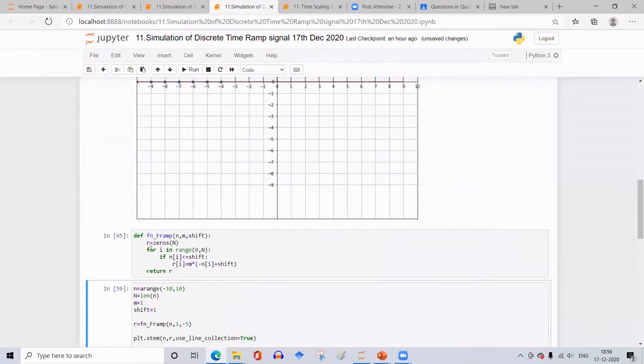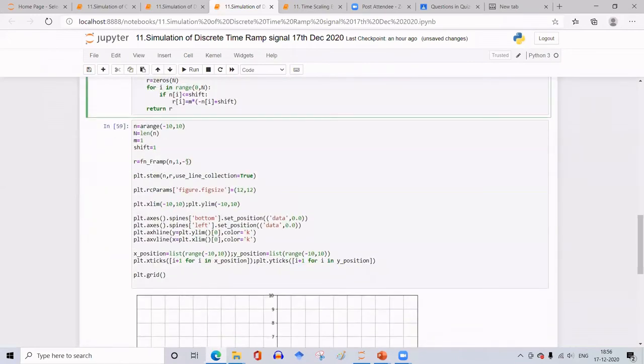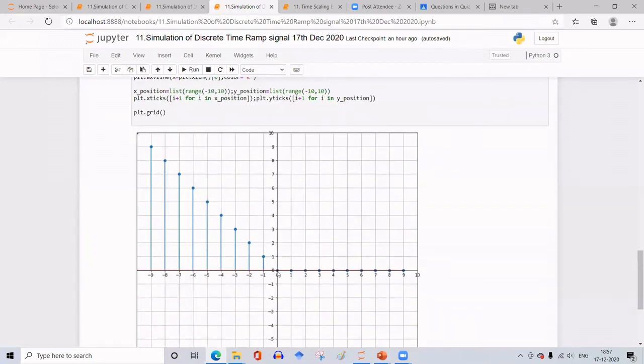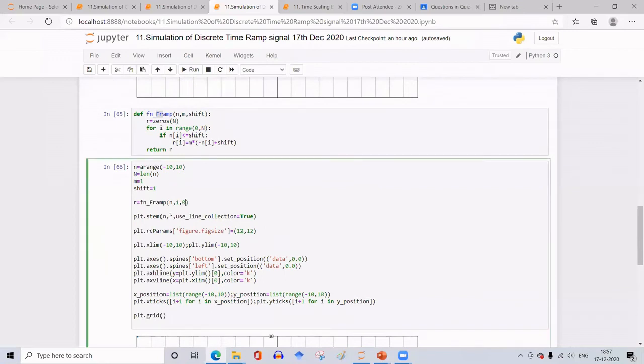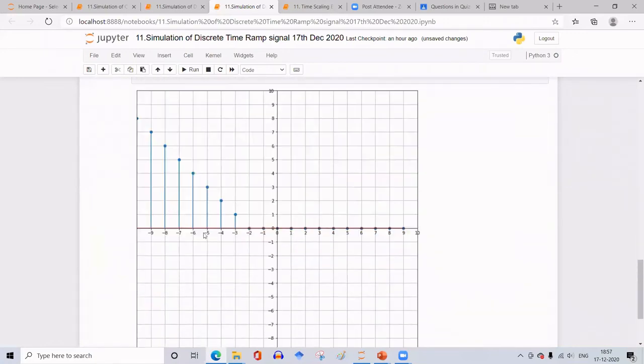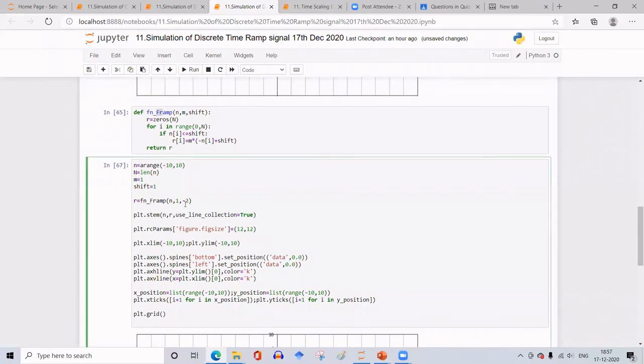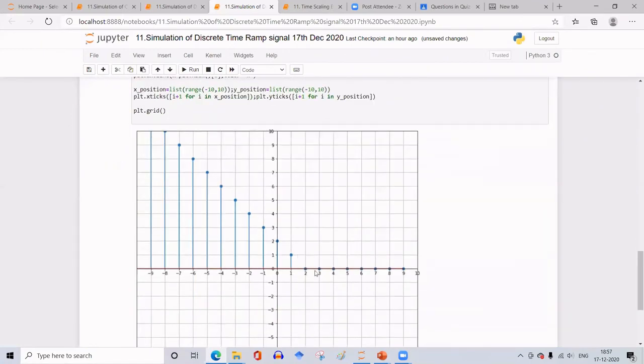But now because I have changed the name to fn underscore folded ramp, I'm calling that f ramp with, let me make the shift equal to 0 initially. So if I run this, I get a ramp with shift 0, starting from 0, but it is folded. It is in the second quadrant. So now I can give different shift values. So -2 will shift it to the left by 2 units. This is the starting point. If I make it +2, it shifts to the right. So +2 is the starting point.